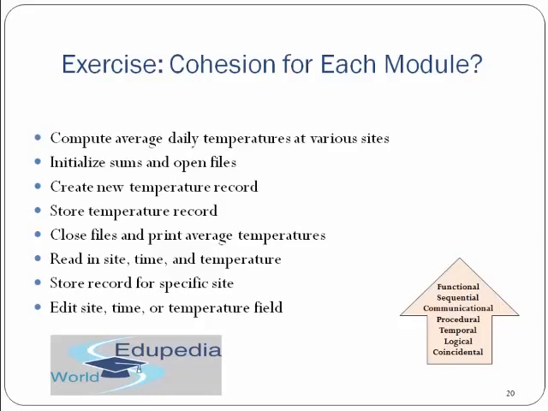Okay, let me give you an example of one of these. One is: close files, print average temperatures. You can see this could be an example of sequential, because firstly we are closing the file and then only we are printing the average temperature.